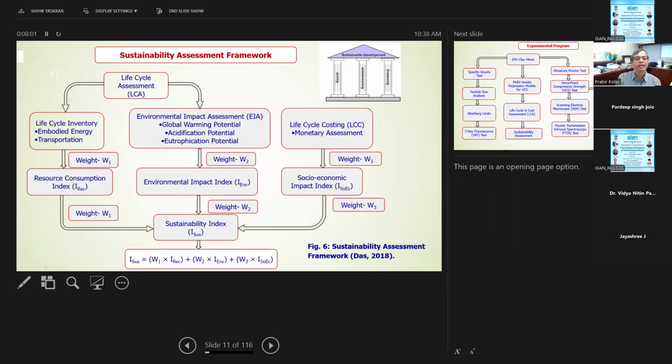And then we also did the sustainability assessment, again the life cycle cost assessment. We used embodied energy, environmental impact, and life cycle costing, and then three indices to find the sustainability index: the resource consumption index, the environmental impact index, and the socioeconomic impact index. We used standard data, but there is different software, like SimaPro and others, that you can use to calculate all the sustainability indices.